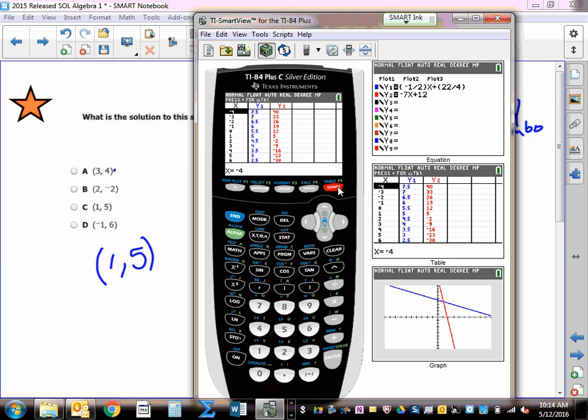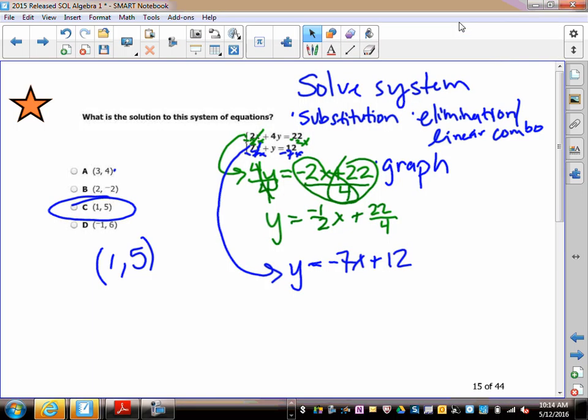So we were correct. That intersection point, which we thought was 1, 5, we verify with our table. It is indeed 1, 5. We can see that right here. All right, so our answer choice is C, 1, 5. Again, if you were to take each x and y value and put it into your system, you would find that that works.